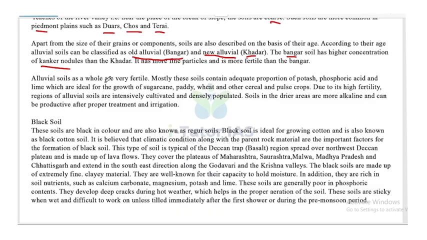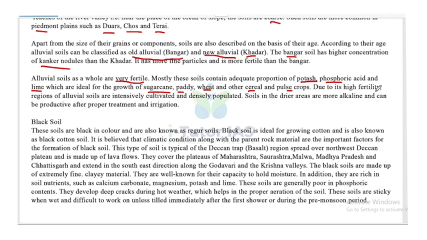Alluvial soils as a whole are very fertile. Mostly these soils contain adequate proportion of potash, phosphoric acid and lime, which are ideal for the growth of sugarcane, paddy, wheat and other cereals and pulse crops.